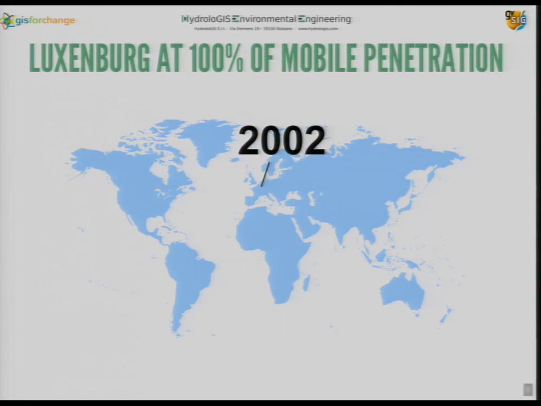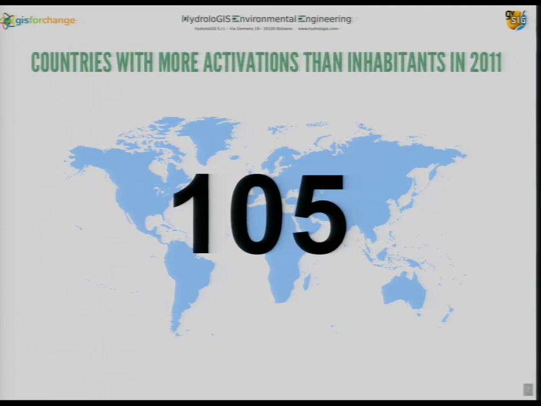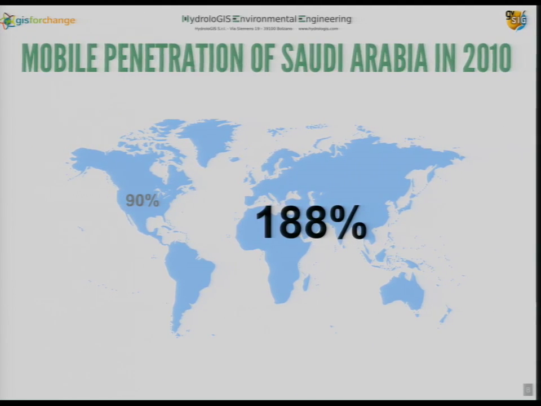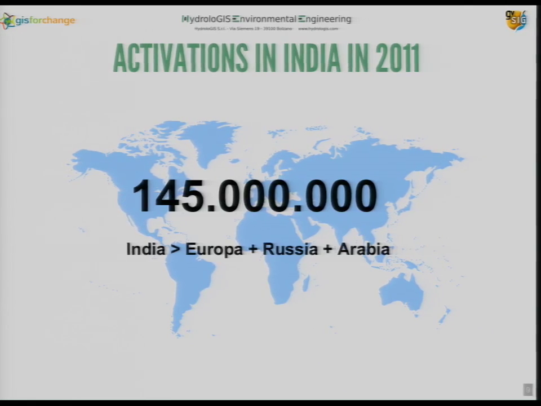Luxembourg was the first country, in 2002, to reach 100% mobile penetration. So at that point, every citizen was supposed to have an active connection. In 2011, 105 countries had more activations than inhabitants. The mobile penetration in Saudi Arabia in 2010 was twice the one in the United States, so almost every citizen had 2 active connections. So things got very, very quick. In 2011, in India, we had 145 million activations, which was the same as Europe, Russia, and Arabia put together.